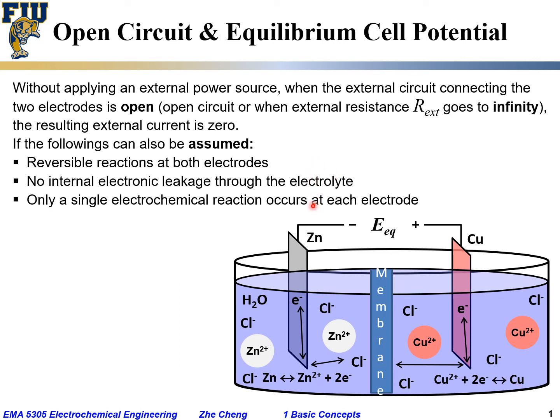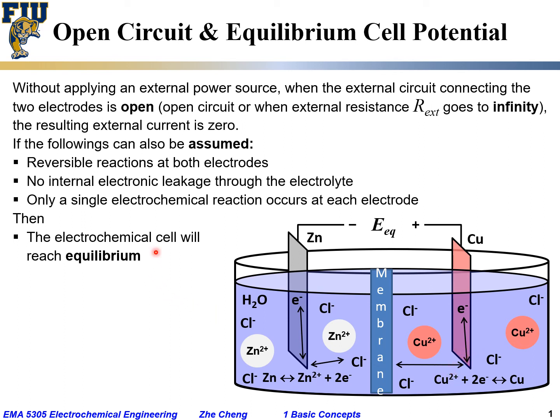If we can make these three additional assumptions, and if the external circuit is open, meaning the external resistance goes towards infinity, then under this condition, we would reach the so-called equilibrium condition. We would also say the electrochemical cell reaches equilibrium, which means the electrons don't flow one way or the other continuously, which means the zinc does not continuously get dissolved or the copper does not continuously get deposited, or the other way.